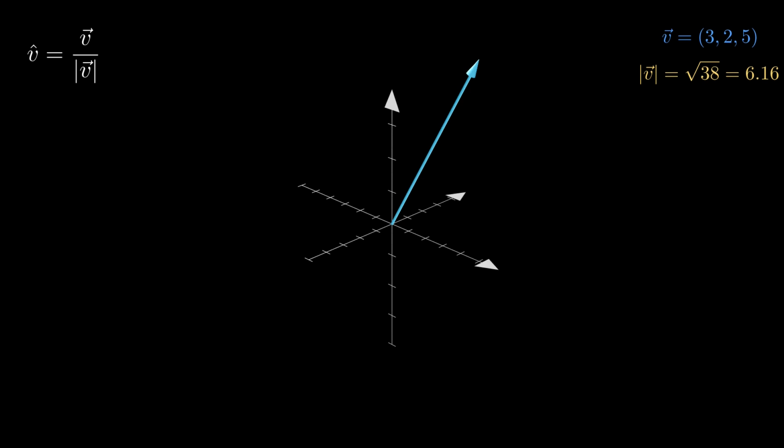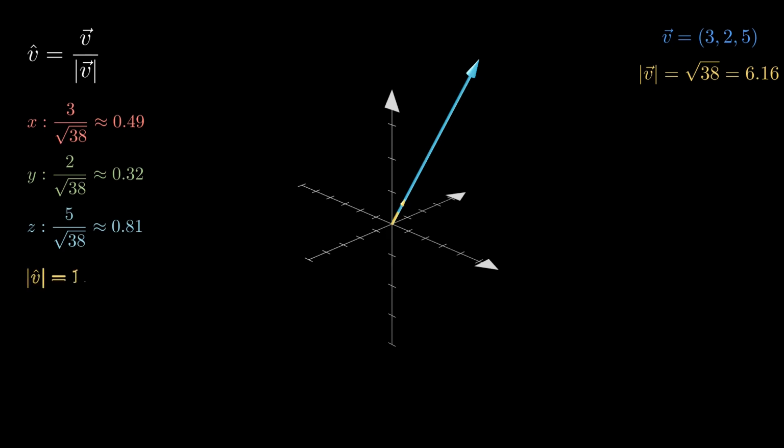Take the original vector and divide every single individual component by the total magnitude. So using our vector 3, 2, 5, divide each piece by the square root of 38. You get roughly 0.49 along the x-axis, 0.32 along the y-axis, and 0.81 along the z-axis. It points along the exact same path, but its length has been scaled perfectly to 1.